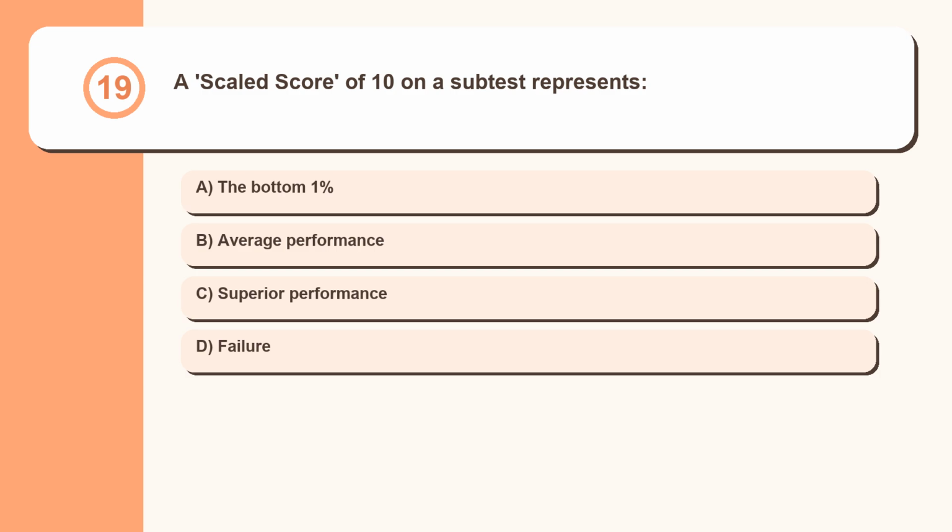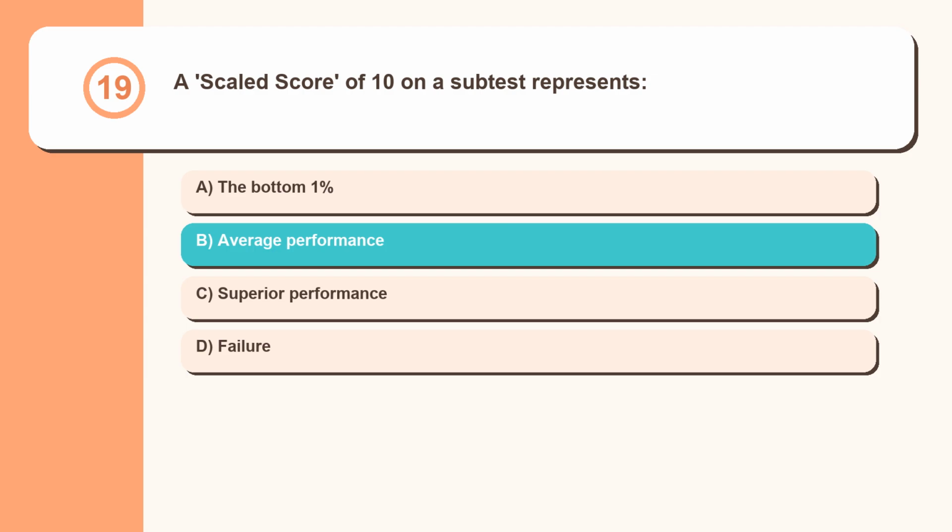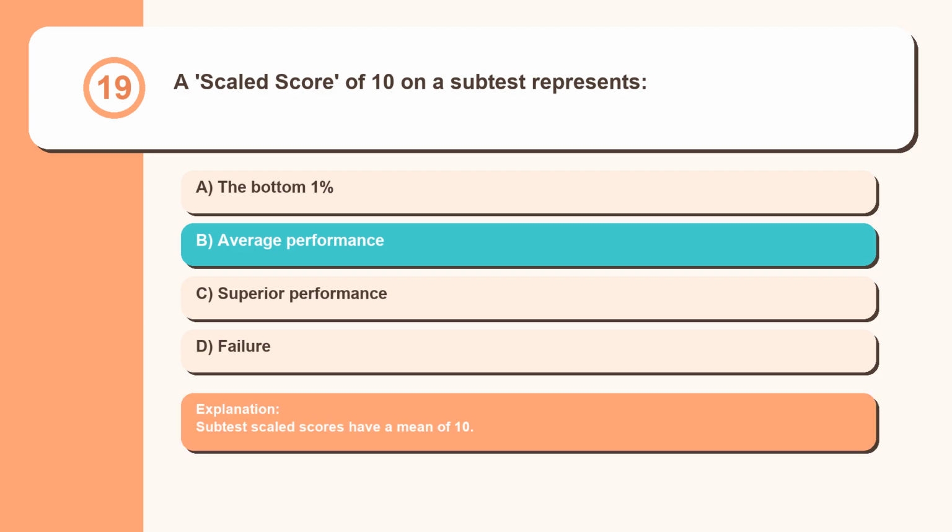Question 19. A scaled score of 10 on a subtest represents the bottom 1%, average performance, superior performance, failure. Subtest scaled scores have a mean of 10.